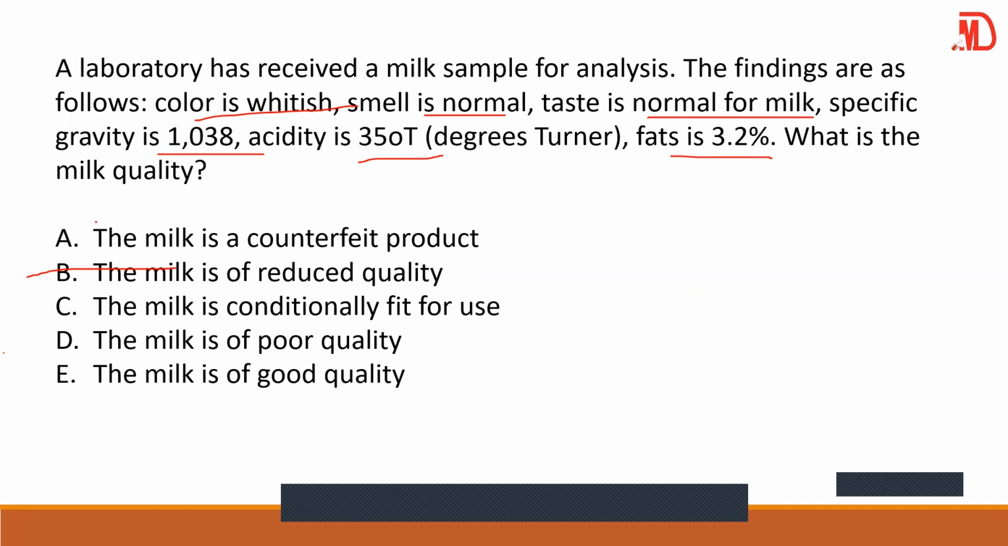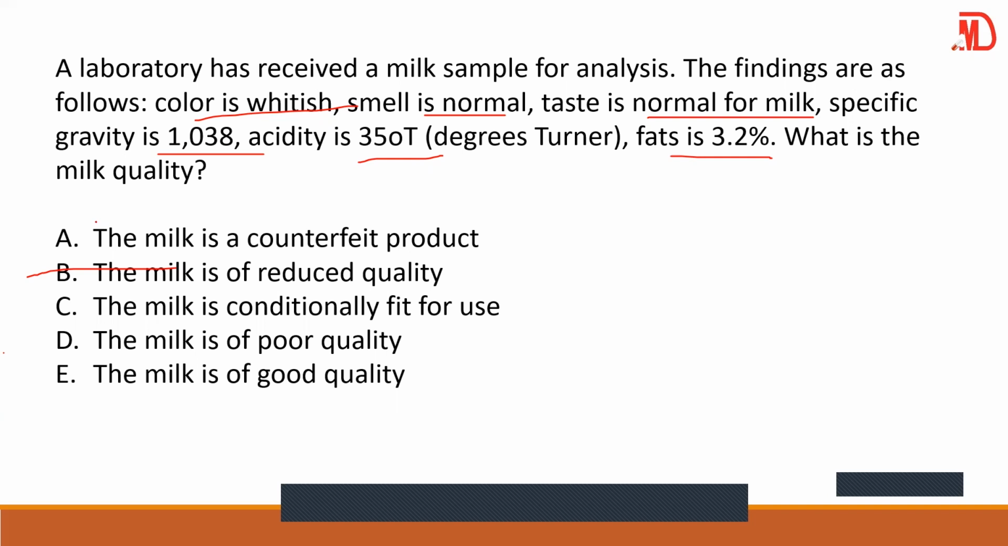Specific gravity is measured at 15 degrees or 20 degrees. It's supposed to be 1.023. Over here, it is 1.038. But it will be between 1.028 and something can go up to 1.033. The acidity of milk is usually less than the neutral point, and hence it should be less than 7.4. Acidity of milk should be less than 7.4. All right.